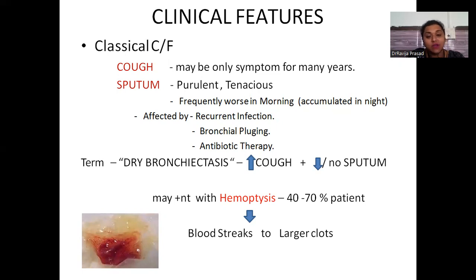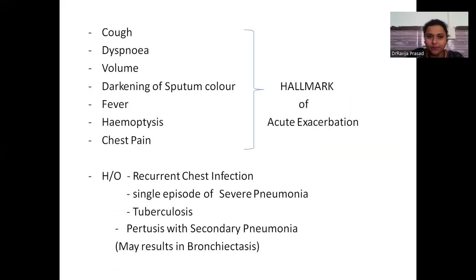Now, there is a term, dry bronchiectasis, where there is no cough and no sputum. They may or may not present with hemoptysis. That is 50 to 70%. It is not necessary that the patient presents with blood. It can happen in 40 to 70%. Then blood may be seen with large clots. But in some patients there would be blood, and in some patients there won't be any blood with sputum.